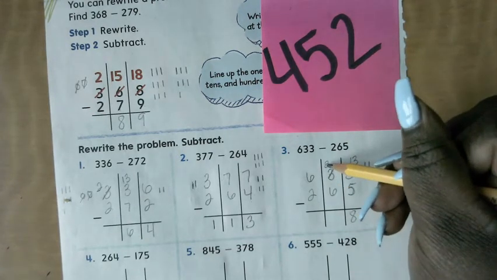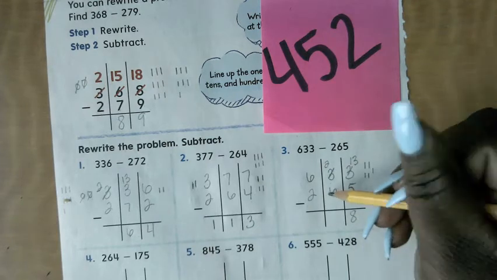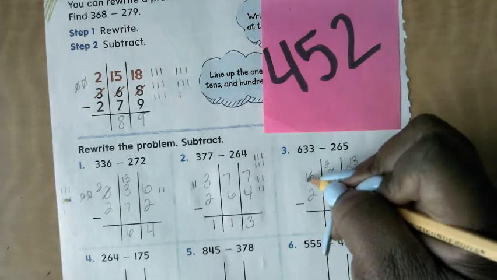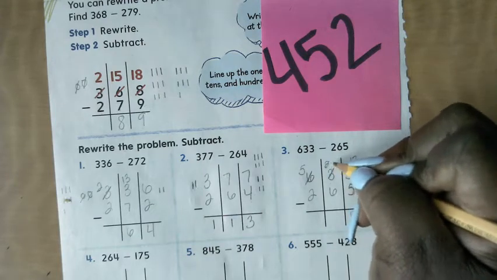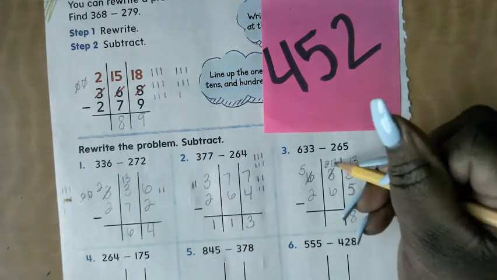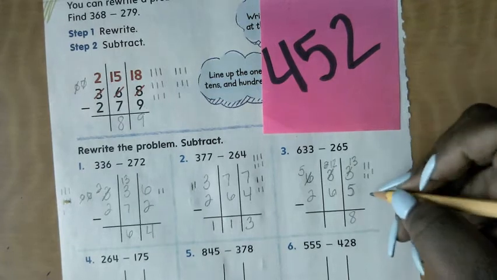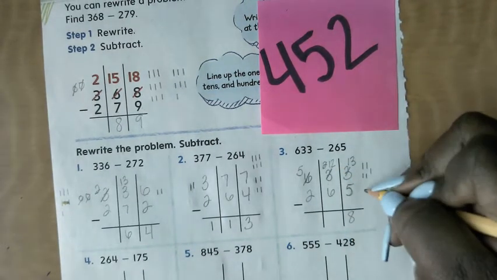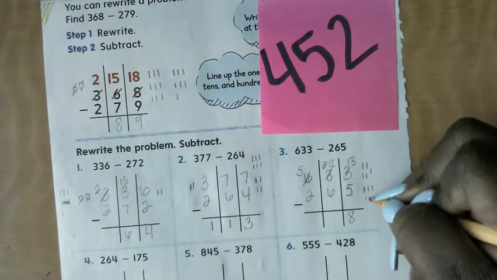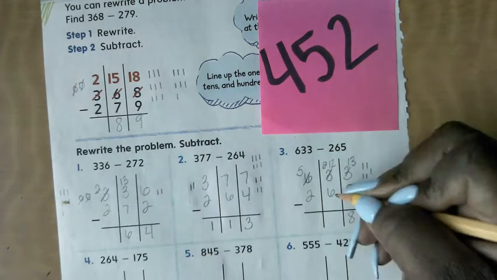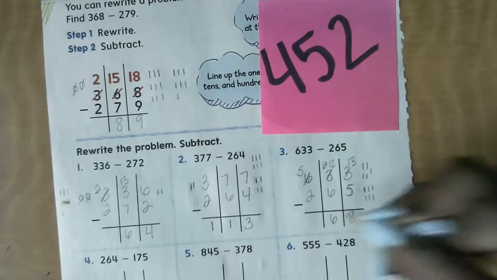Then we'll come over here and we have 2 minus 6, and we need to regroup again. So we'll go next door, and this 6 becomes a 5, and this 2 is now a 12. And 12 minus 6, so let's draw that out. 12, 11, 10, 9, 8, 7, 6. 12 minus 6 is 6.